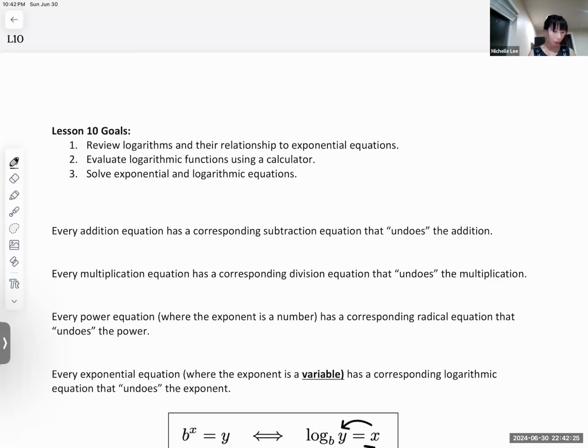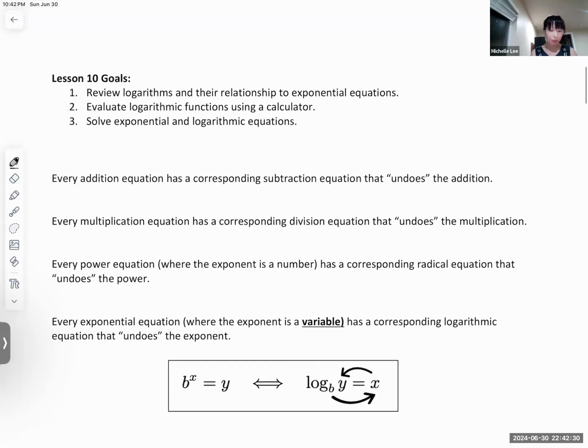Okay, let's do this one. Every addition equation has a corresponding subtraction equation that undoes the addition. That means if we have an equation, for example, x plus 2 equals 3, then the undo will be subtraction because we have addition. So subtract 2 from both sides to get x equals 1.